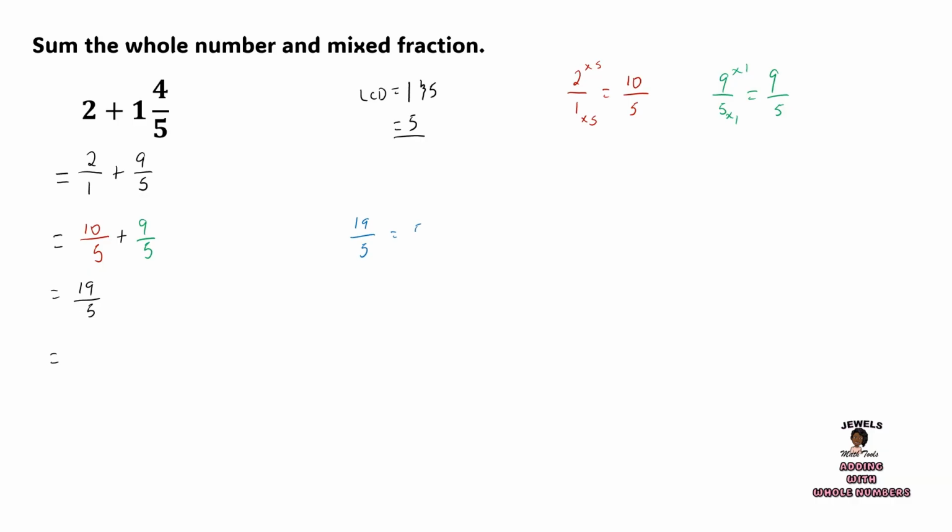Now remember to change your improper fraction into a mixed number. That means I'm dividing my denominator of 5 into my numerator of 19. And 5 divides into 19 3 times. 3 times 5 will equal 15. And 19 subtract 15 gives us a difference of 4. So our mixed fraction for 19/5 will be 3 and 4/5. So for this question, our solution is going to be 3 and 4/5.